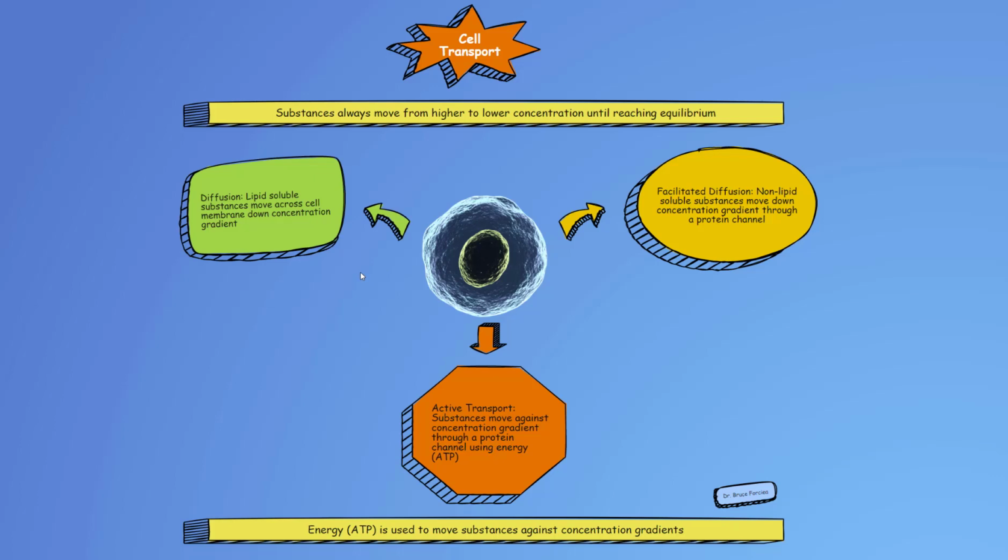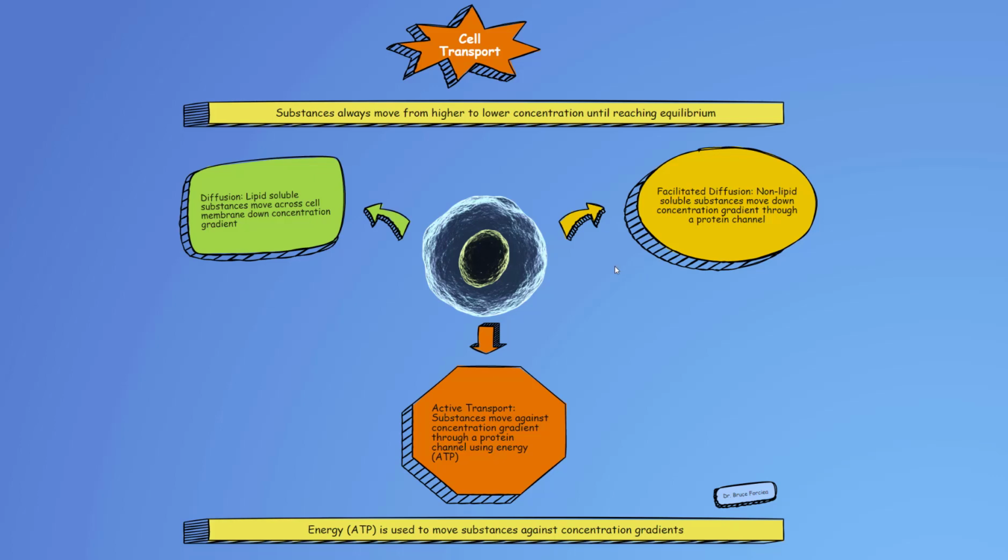So let's say that a substance is not lipid soluble. How does it get into and out of the cell? Well, that's where we have facilitated diffusion. Here we have protein channels. These are little doorways that are specific to a substance. Say you have a sodium channel, a potassium channel, a calcium channel, a glucose channel, and so on. Those are doorways for just those substances. The same rules apply as in diffusion: substances will move from higher to lower concentration until reaching equilibrium, but now they are moving through a specific protein channel.